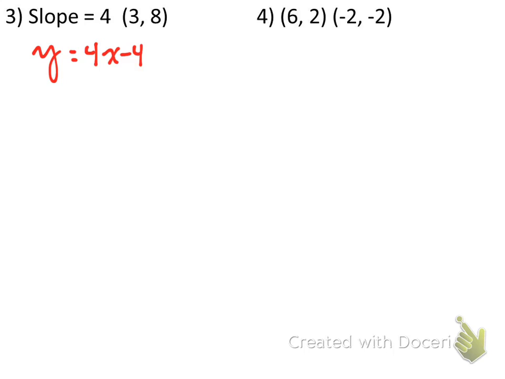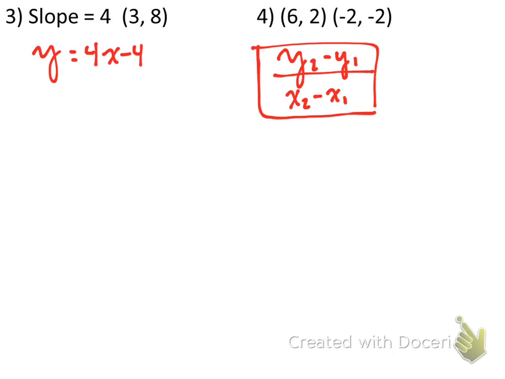Number 4. This one is like number 2 in your notes. Ready, set, go. And in order to do number 4, you need to start with this formula: y2 minus y1 over x2 minus x1. Start with this to find your slope. So let me help you out. This is your x1, y1. We already went through this before, by the way. x2, y2. You've done this for homework.